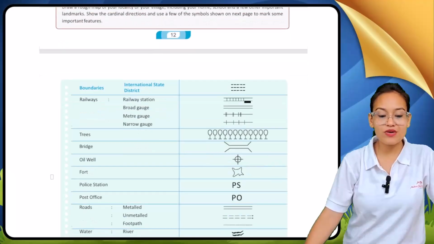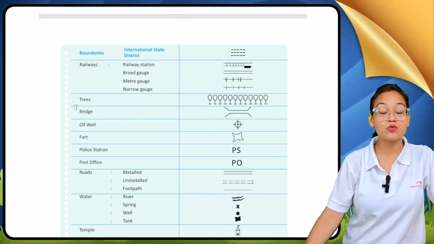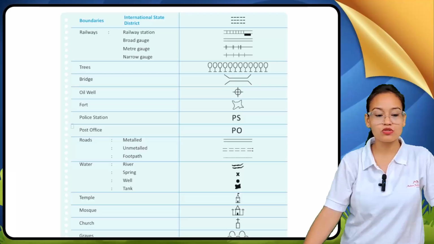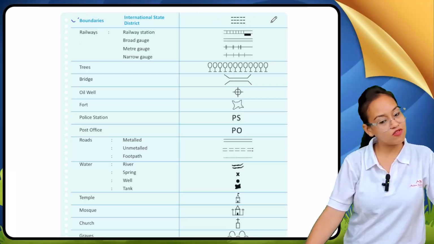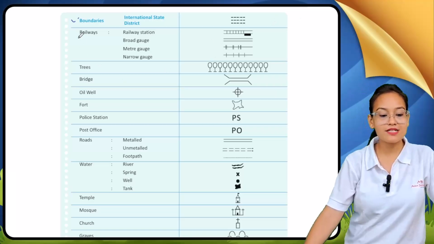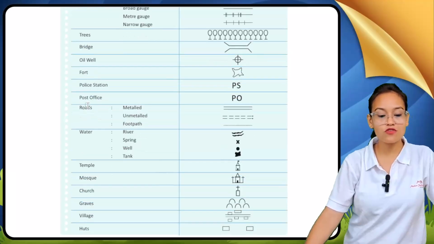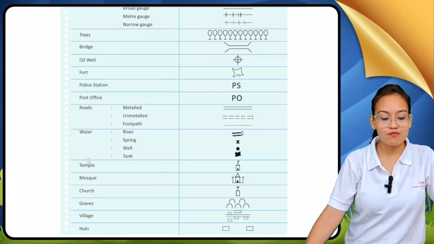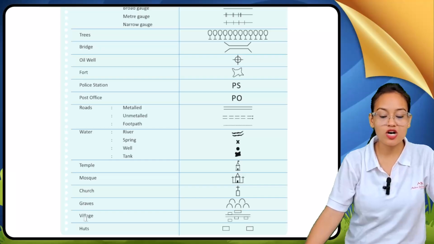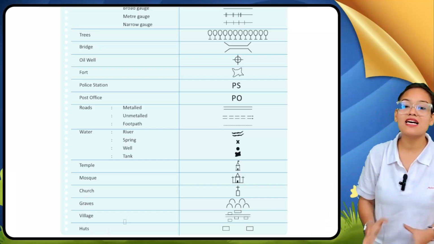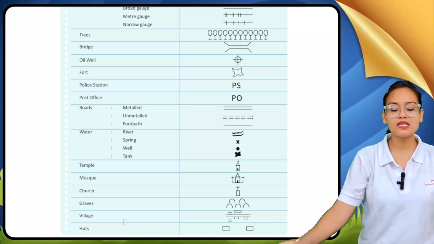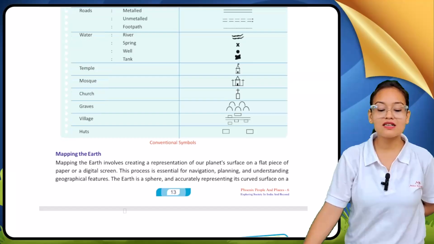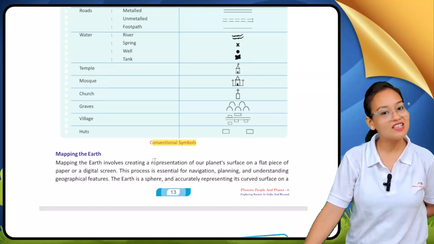Here you can see, my dear students, there are some symbols which we use internationally and nationally both. Borders are usually shown in this type of lines: railway, trees, bridges, oil wells, fort, police station, post office, roads, water, temple, mosque, church, graves, village, huts. These are all internationally accepted symbols used in our country as well as other countries also. So these are collectively termed as conventional symbols.